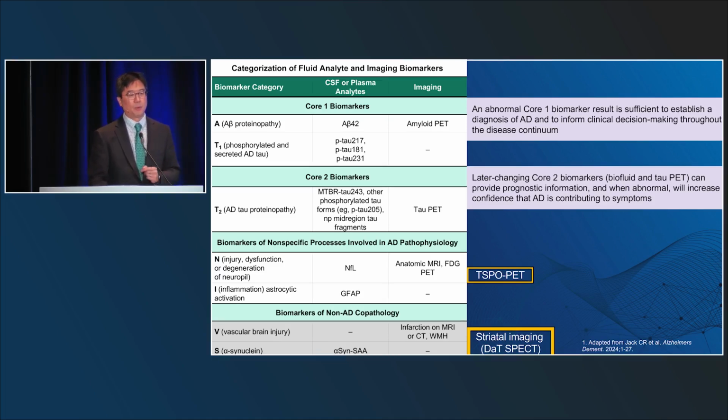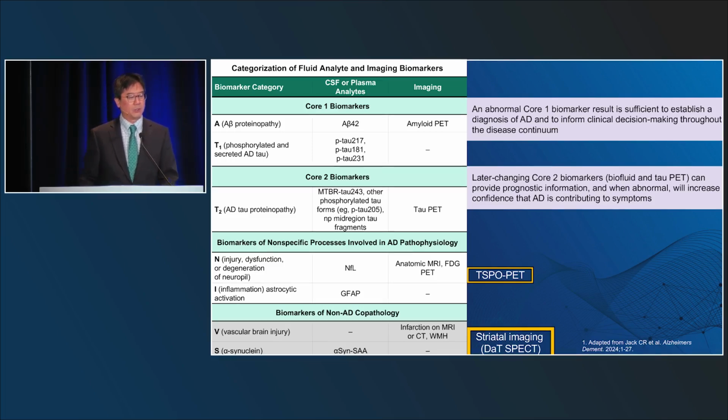And an abnormal core 1 biomarker result is sufficient to establish a diagnosis of AD and to inform clinical decision-making throughout the disease continuum. And in that, the abnormal core 1 biomarker on imaging is amyloid PET, okay? Core 2 is actually tau PET, all right? So we're not going to go into tau PET in great detail in this talk, but tau PET is also a very important emerging imaging biomarker as well.